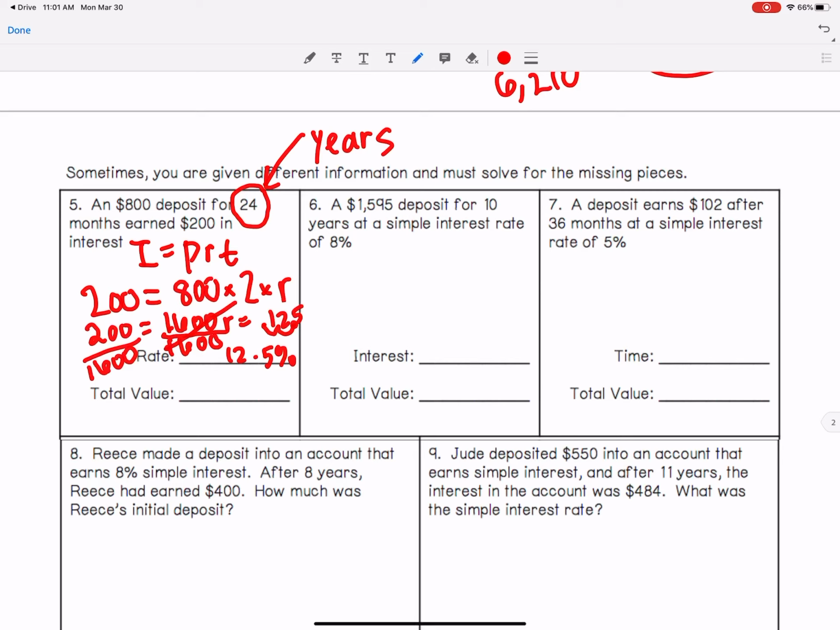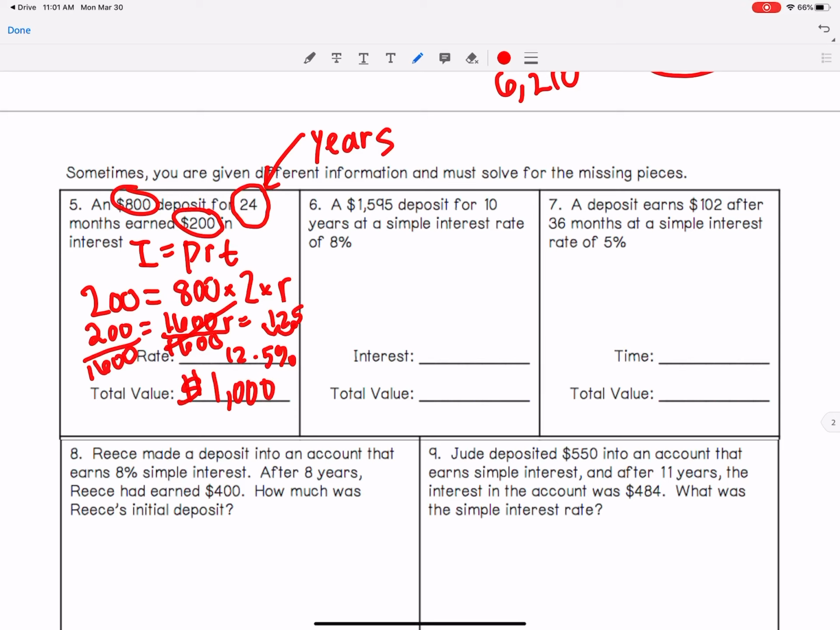Now, what is the total value? That means we have to add our money together now. We had an $800 deposit. We earned $200 from the interest. The total value is 800 plus 200, so that's going to give us $1,000.